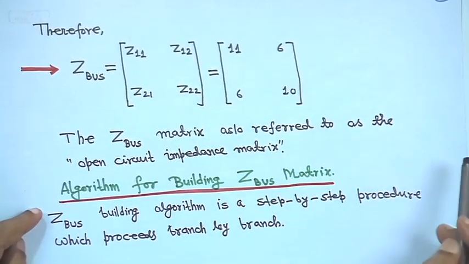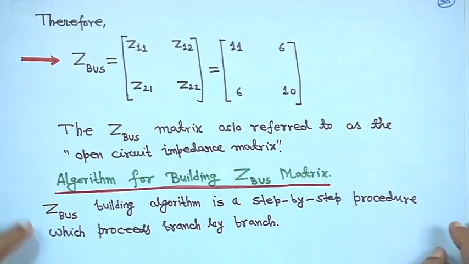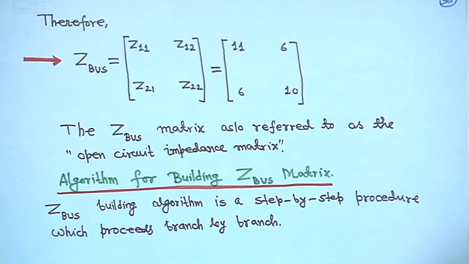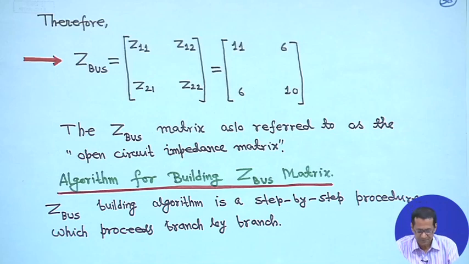This is the Zbus matrix, also referred to as the open circuit impedance matrix. So, this is one methodology I showed you for obtaining it, but for a large network, getting Zbus this way is a difficult one, right. So, now the algorithm for building the Zbus matrix.